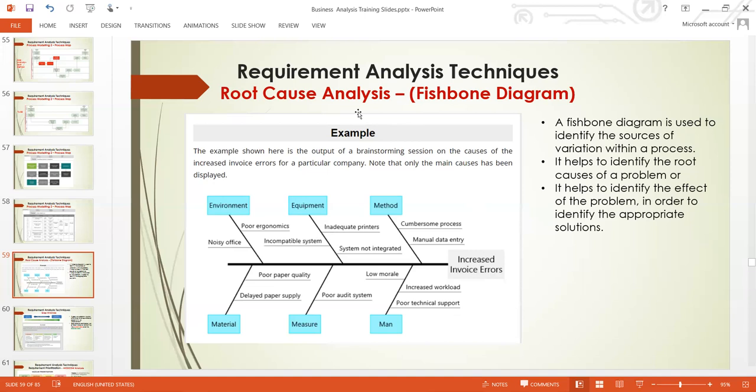For any problem in root cause analysis, there are other techniques you can use. You have the why techniques, you know, but this is what we are going to be using, the fishbone diagram. It's more popular within the industry.